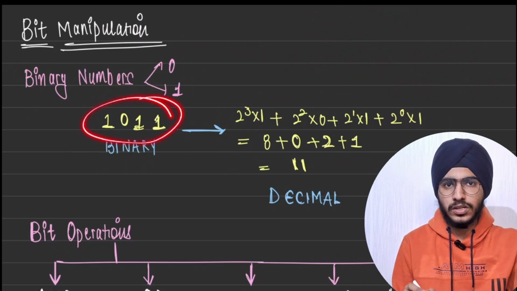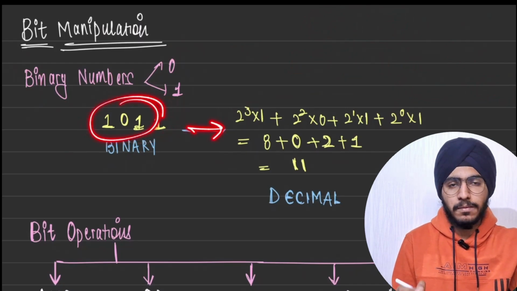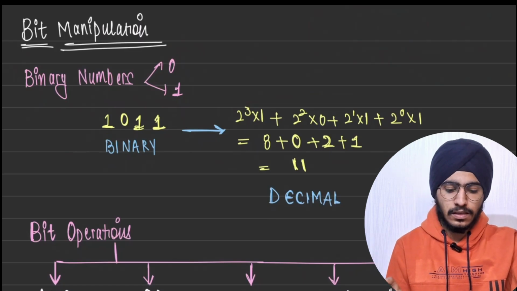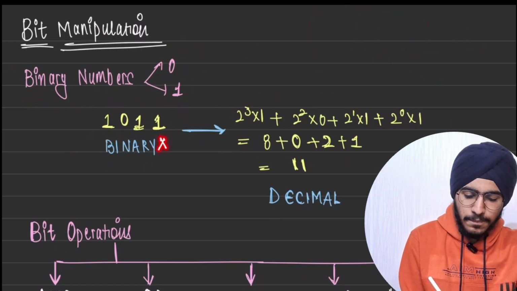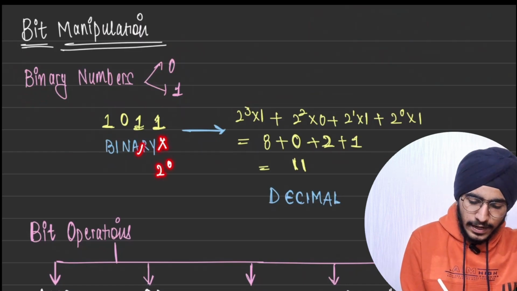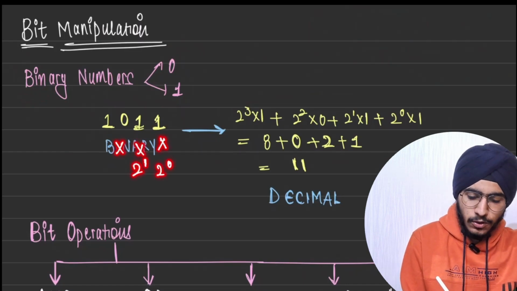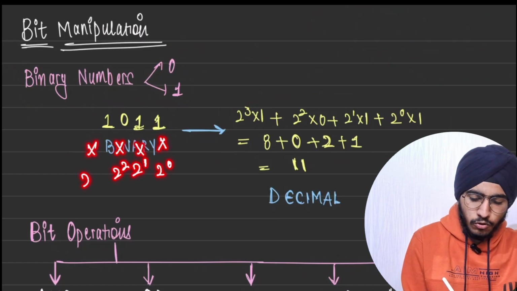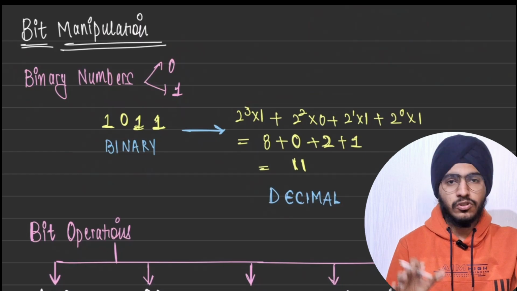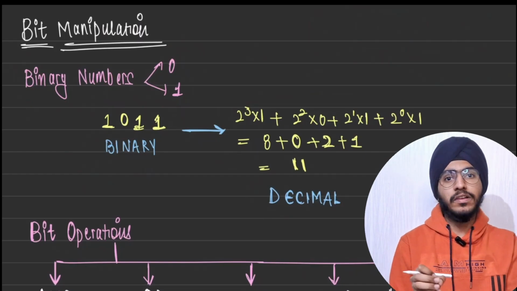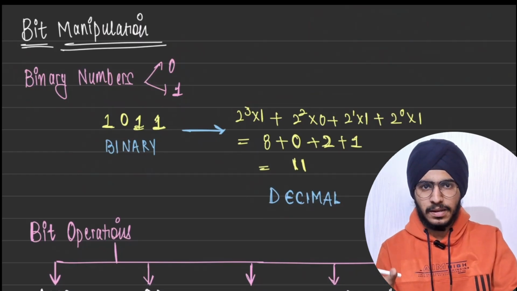If I want to convert this binary number to a decimal number, it is done similarly. Since a binary number has 2 digits, we multiply the bits with 2 raised to power 0, 2 raised to power 1, 2 raised to power 2, 2 raised to power 3, and add all of them to get the decimal number. So this is the binary number, and this is how we convert the binary number to the decimal number.